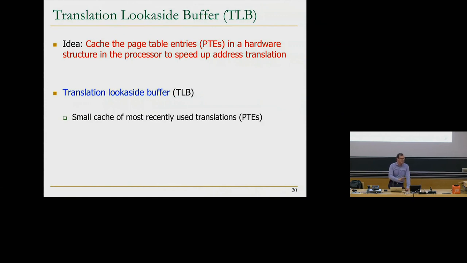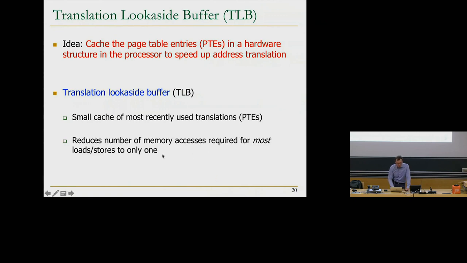Like any cache, you can have different policies for it, of course. It reduces the number of memory accesses required for most loads and stores and instruction fetches to only 1. Because what you do over here is you get the virtual address, and you look up this cache quickly, and if you hit in this cache, you can quickly translate the virtual address to physical address, because that cache already cached the virtual to physical address translation.